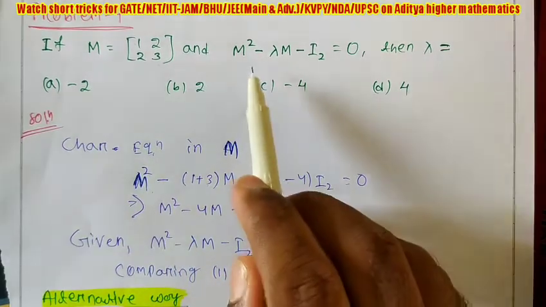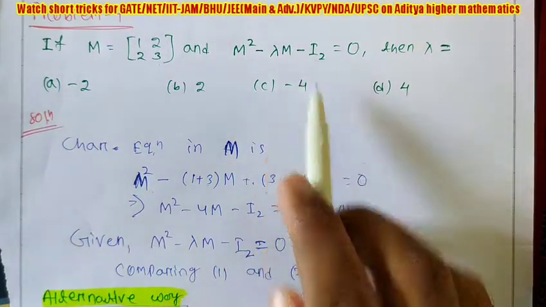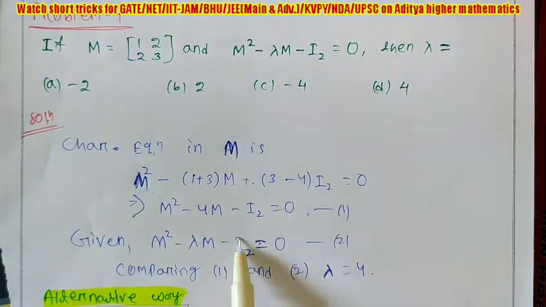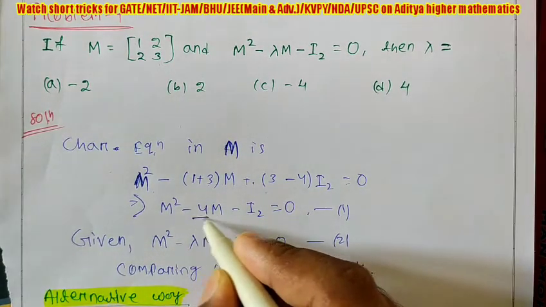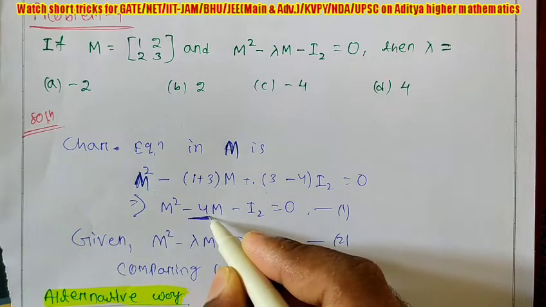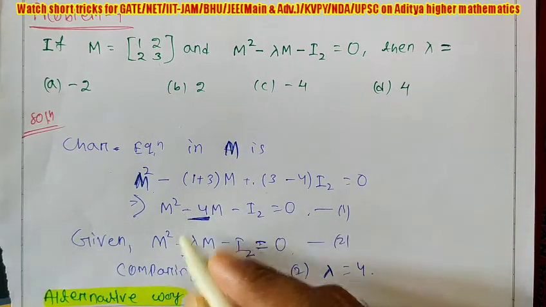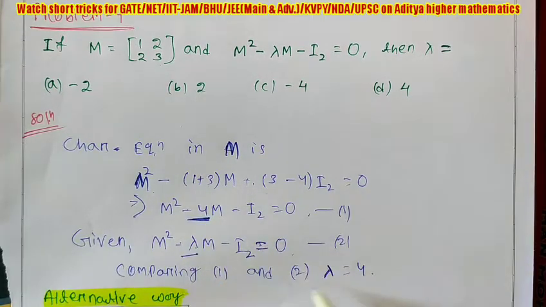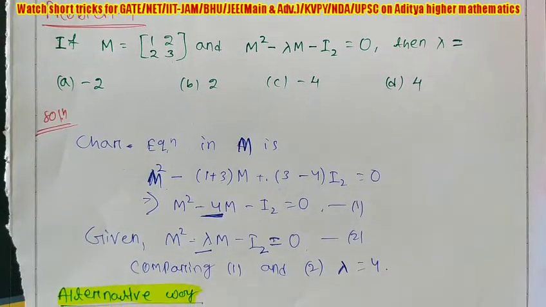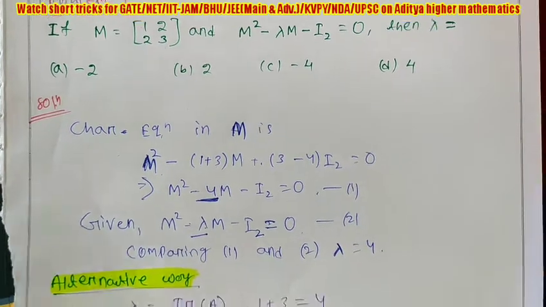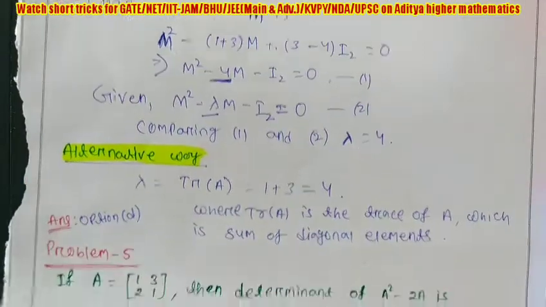But in the question it is given M square minus lambda M minus I2 is 0. Now you compare both equation 1 and 2. Here the coefficient of M is minus 4. Here the coefficient of M is minus lambda. Both have the same sign, so lambda is 4. Okay. But you can also solve this question in less time.